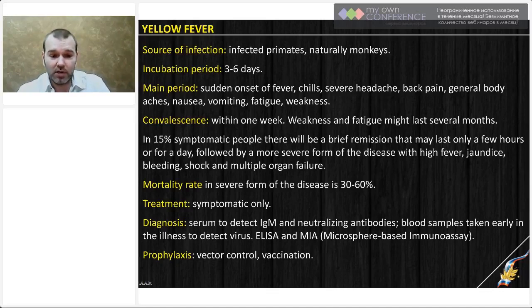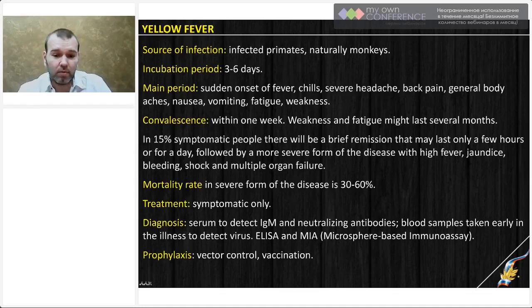It is possible to have different types of bleeding, shock, and multiple organ failure if there is internal bleeding in some organs. In the case of recurrent disease, the mortality rate can reach 60% in different countries in different conditions, but usually it's not lower than 30%. And of course, it is a high mortality rate, actually high even for an infectious disease.